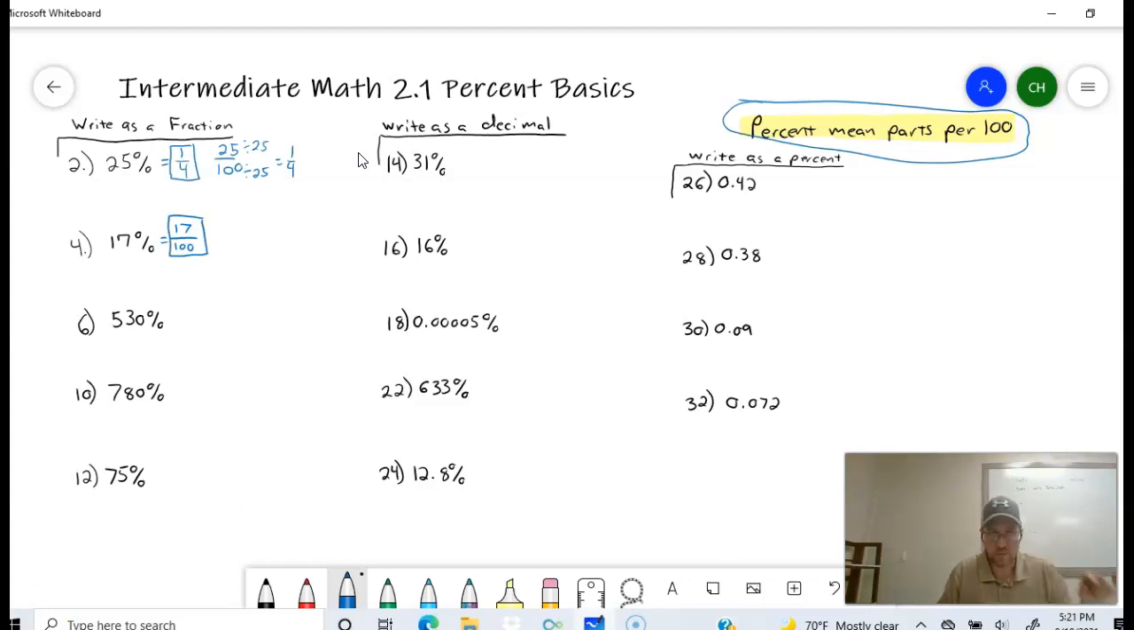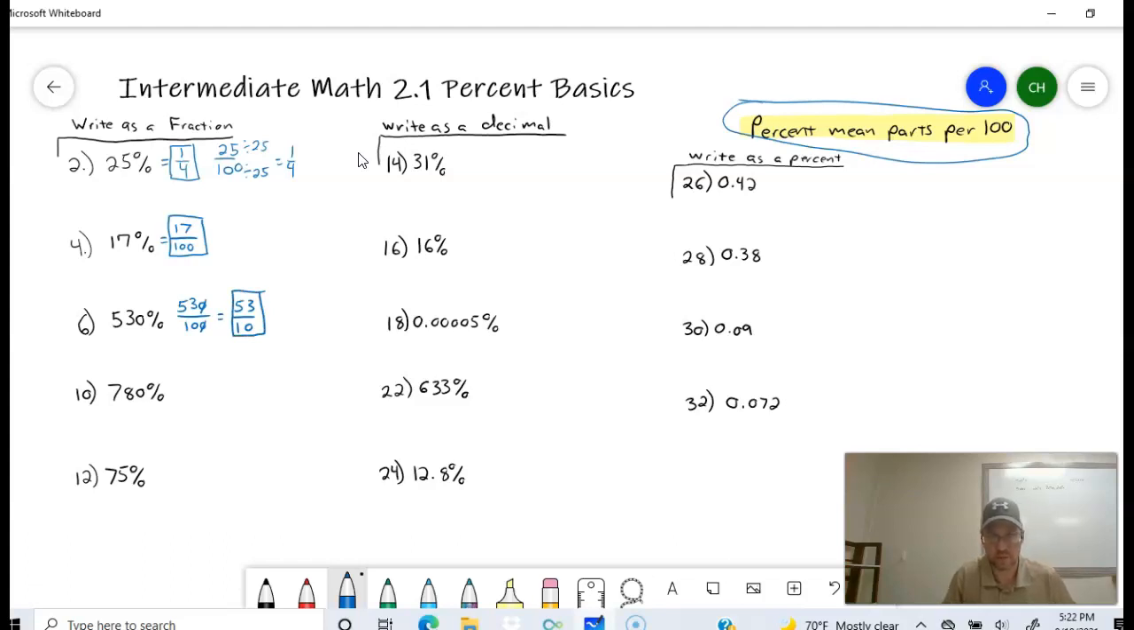Number 6 looks different. That's a big number, 530%. What are we going to do there? We're going to do exactly the same thing we've been doing. 530 over 100. Reduce equals 53 over 10, and then just double check to make sure that you've reduced it all the way down. We have. So we're done. Nothing different just because it's a big number.